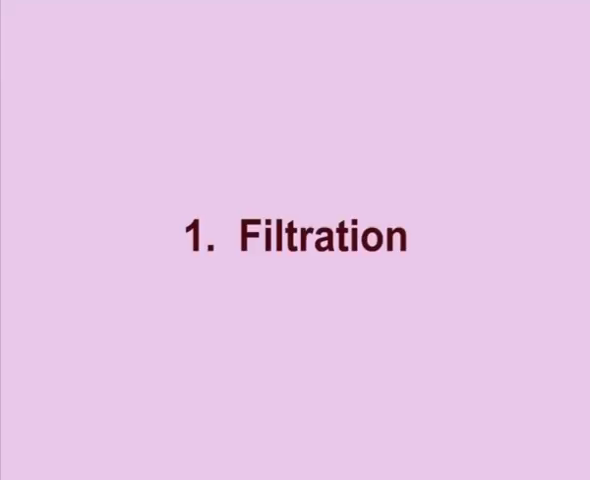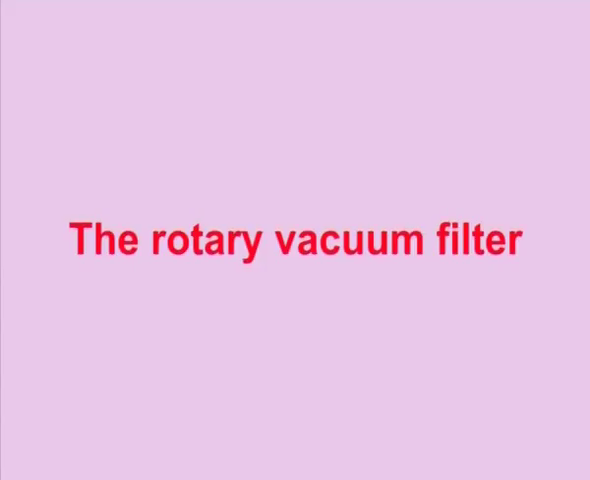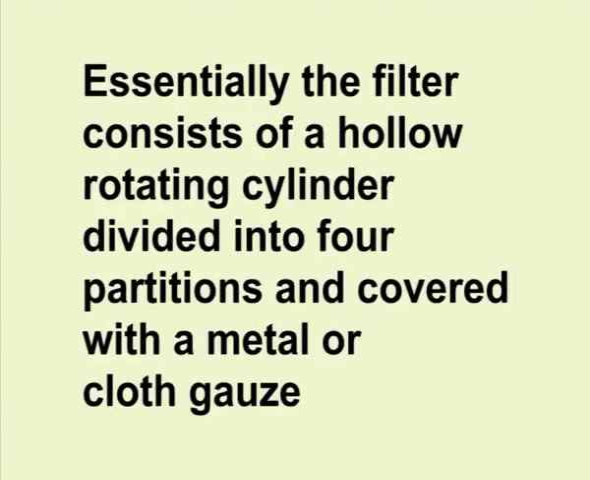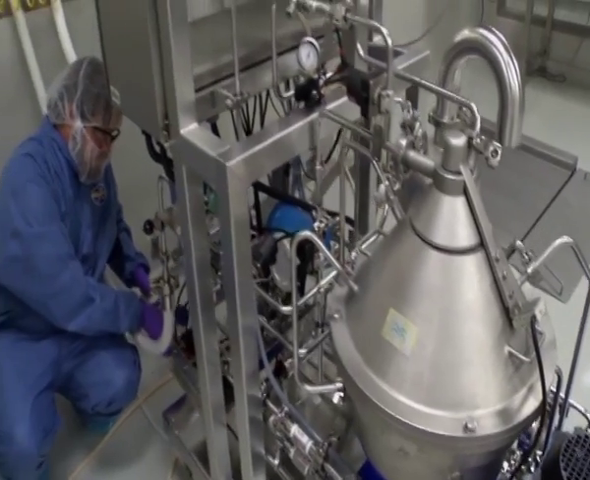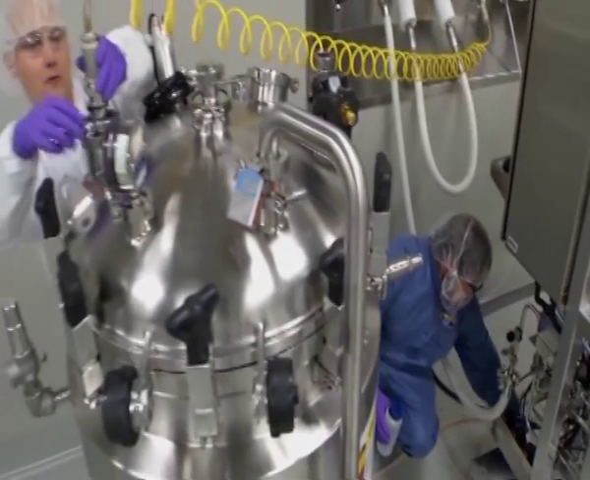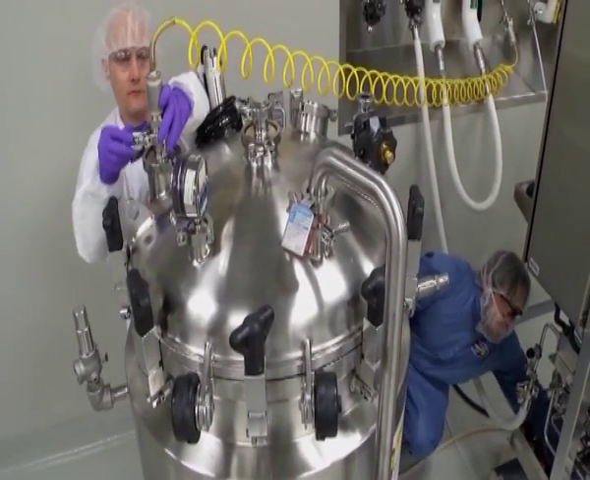1. Filtration. The rotary vacuum filter. One of the most commonly used filters in the industry is the rotary vacuum filter, which is available in several forms. Essentially, the filter consists of a hollow rotating cylinder divided into 4 partitions and covered with a metal or cloth gauze. A vacuum is applied in the cylinder, and as it rotates, the vacuum sucks liquid materials from the shallow trough in which the rotating cylinder is immersed.